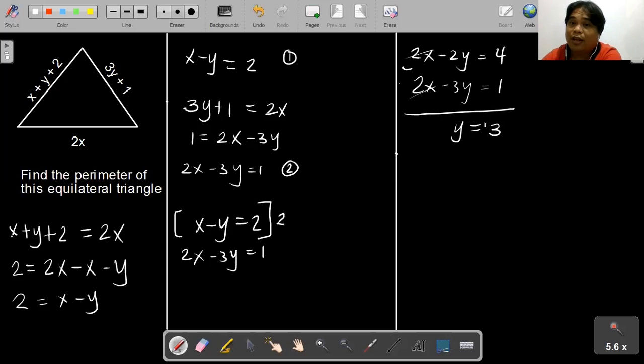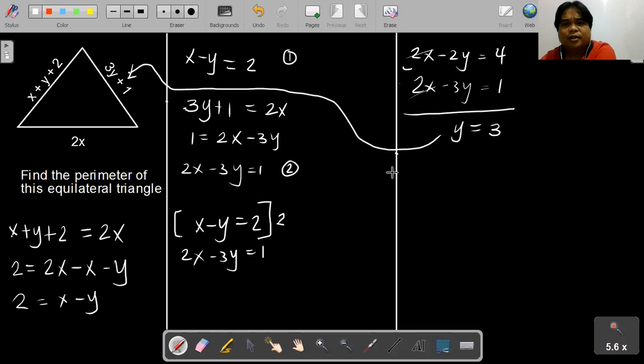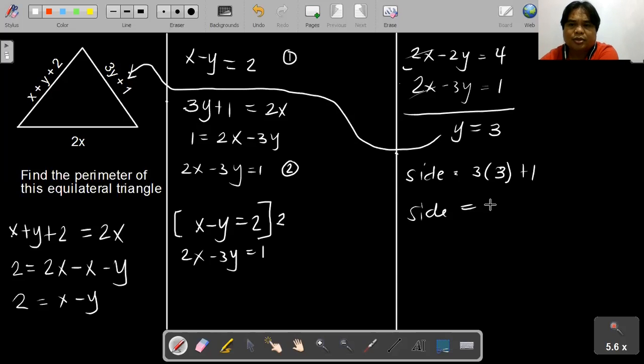Now that I already have the value of y, what I'll do is I'll just substitute this value of y to the algebraic expression representing the side of the equilateral triangle, which is that one. So if I solve for the side of the equilateral triangle, that becomes now 3 times 3 plus 1. So the side now becomes 10. Do you agree?